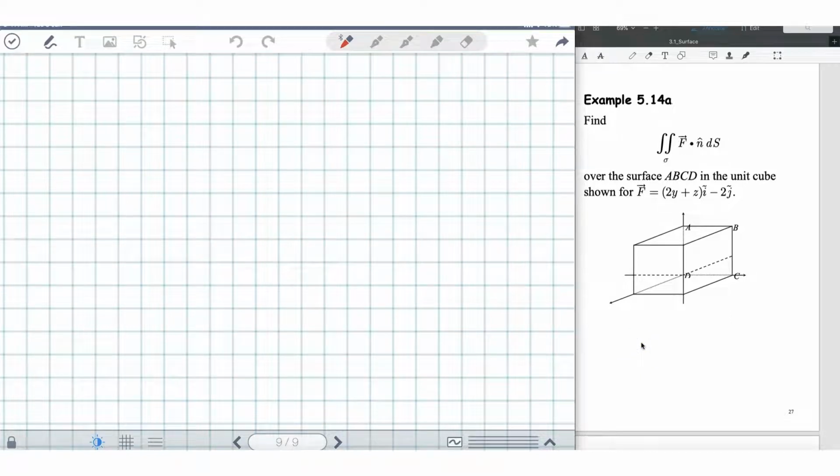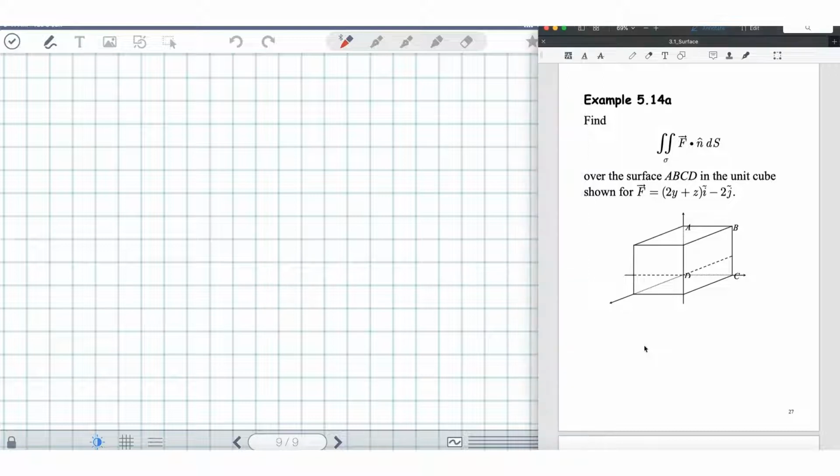So in this video, we will look at the next example 5.14a. We need to find the surface integral for the given vector field, where the surface that we have here is over the surface ABCD.